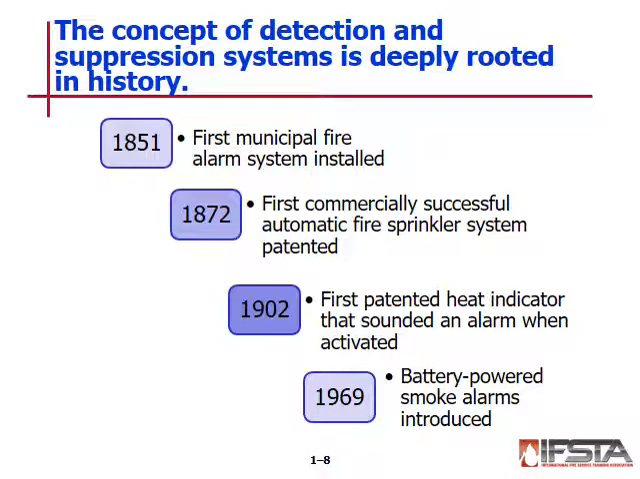The first commercially successful automatic fire sprinkler system was patented in 1872. And in 1902, George Andrew Darby, an electrical engineer, patented the first heat indicator, which sounded a fire alarm when activated. This early device paved the way for today's battery-powered smoke alarms, which Kenneth House and Randolph Smith introduced in 1969.